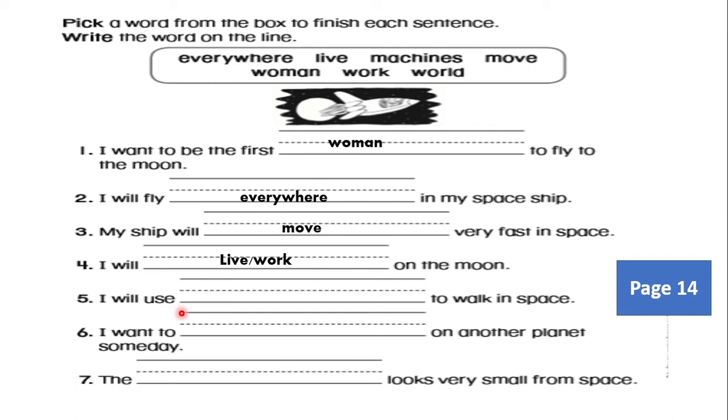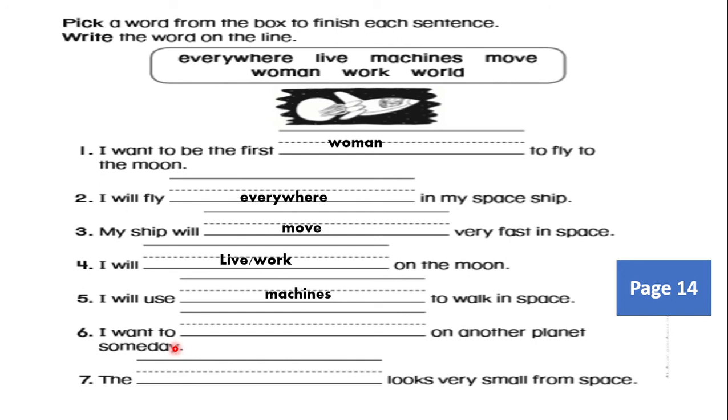I will use to walk in space. I will use machines. The machines help me do the job. It helps me do things. Okay, so I will use machines to walk in space. It helps me walk, so I will use the machines. Can I say I will use the world? No. Number 6. I want to on another planet someday.